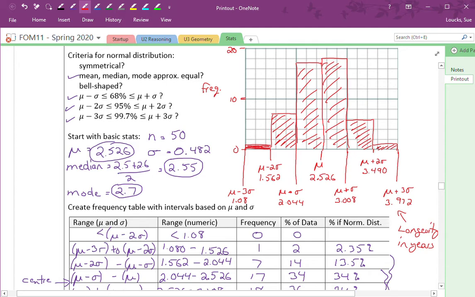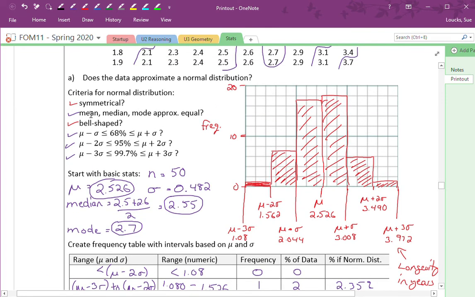Okay, so is it symmetrical? Yeah, that's actually pretty symmetrical. And is it bell-shaped? Yes, it's high in the middle and it tapers off to near 0 at the edges. So that's really good. So let's go back. Did we actually answer our question? Does the data approximate a normal distribution? Yes, that is our actual answer.